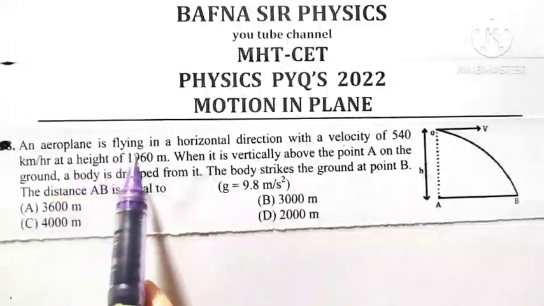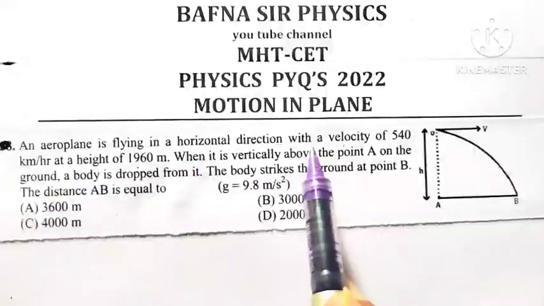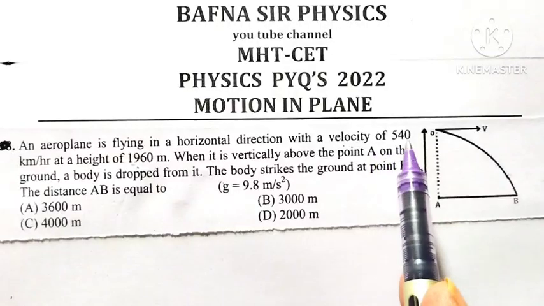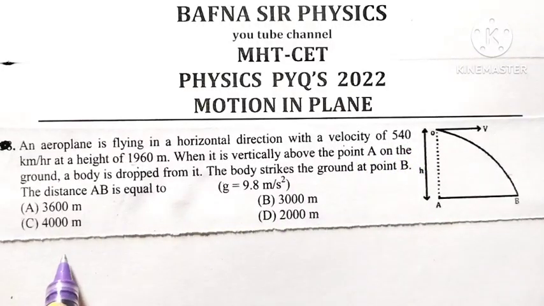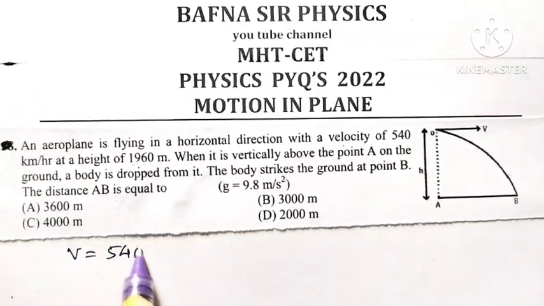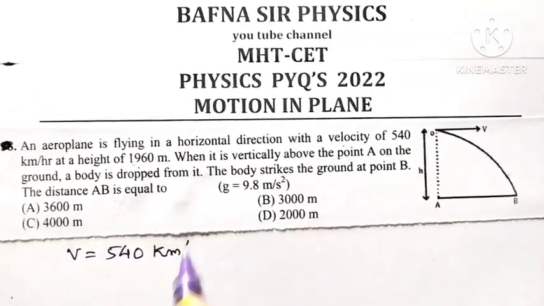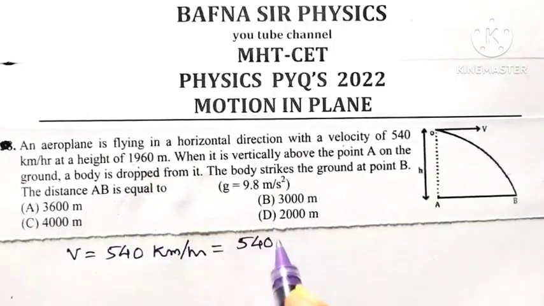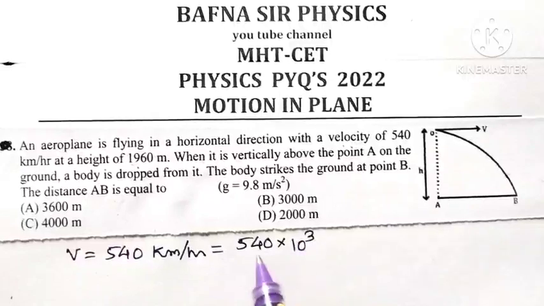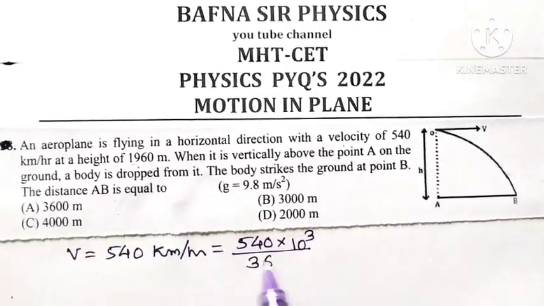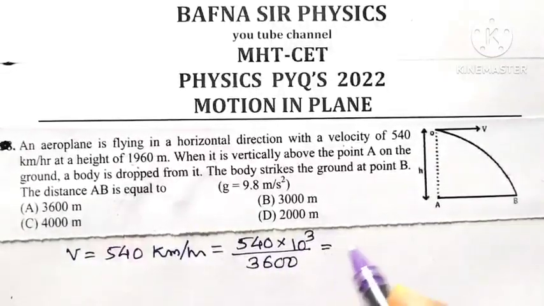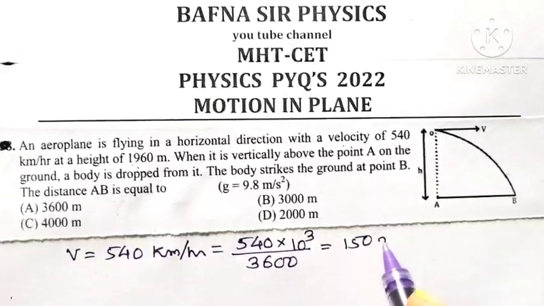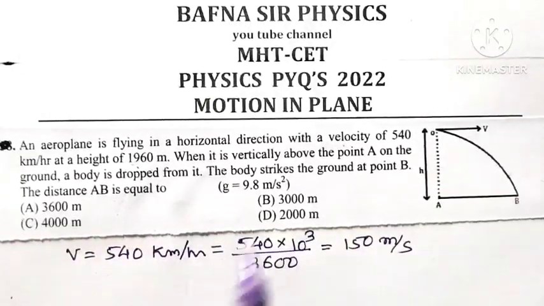An aeroplane is flying in a horizontal direction with a velocity of 540 km per hour. Convert it into meters per second: 540 multiplied by 10 raised to 3, divided by 1 hour, which means 3600 seconds. If you calculate it, it comes to be 150 meter per second.